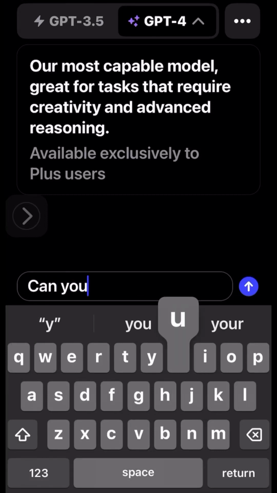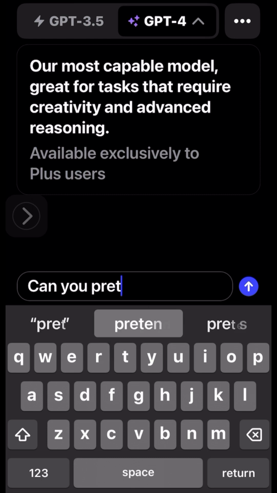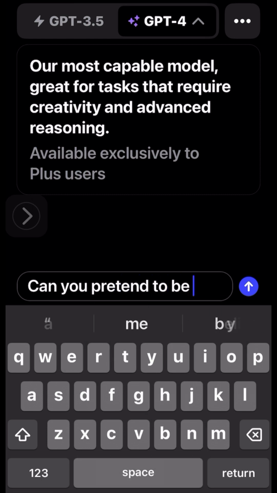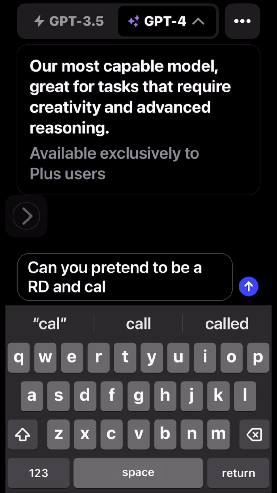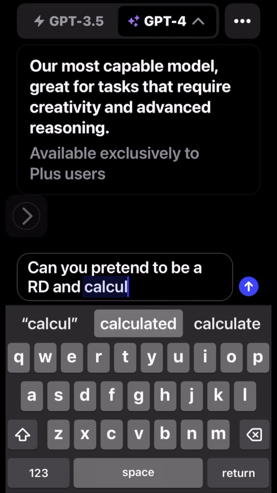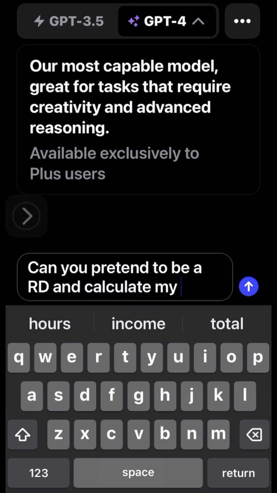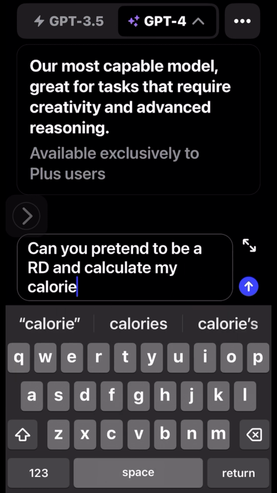Hey guys, so today I'm going to show you how I use ChatGPT-4 to calculate my macros and calorie needs. I thought this was kind of interesting. So the first thing I did is I asked the AI to pretend to be a registered dietitian and calculate my calorie needs. I ended up going back and adding my macros as well because I thought this would be kind of interesting.